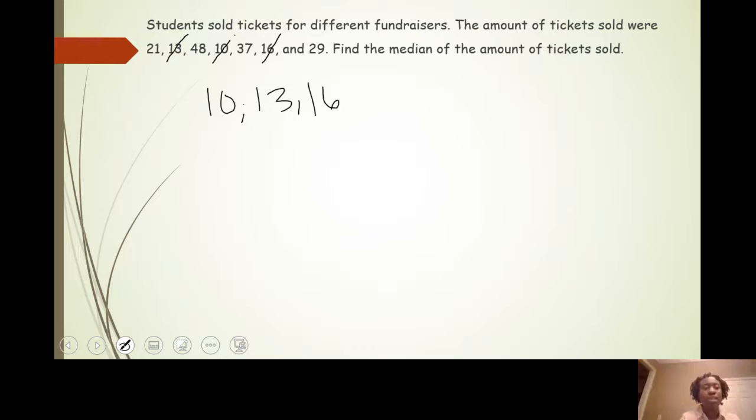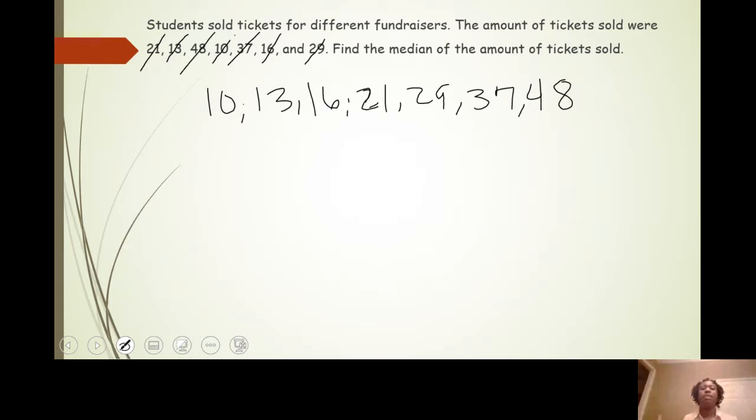16, then I have 21, 29, and 37, and 48. I almost missed that 48. So it's good I was scratching numbers out.